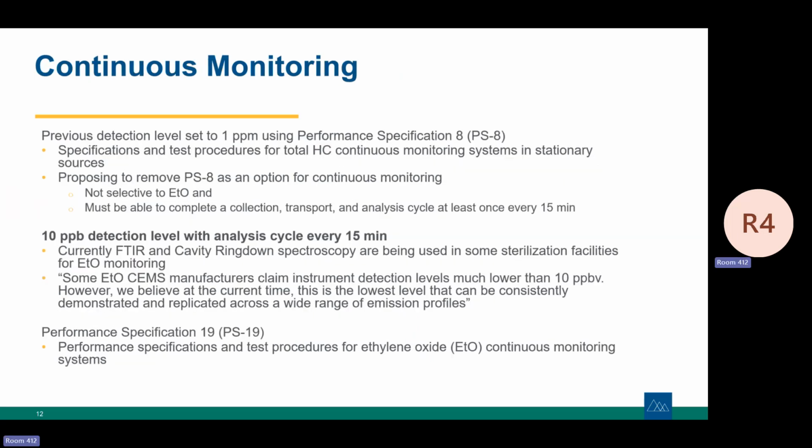So that brings us to the CEMS part, and then the PS19. Just a little bit of background. The previous detection limit was 1 ppm. So again, we can see that this is going to be a significant drop. It used PS8, which was for total hydrocarbons. It was not selective to ethylene oxide. So now they have built a new performance specification specific to ethylene oxide, which is now a 10 ppb detection level with analysis every 15 minutes. So you do have to have a data point every 15 minutes.